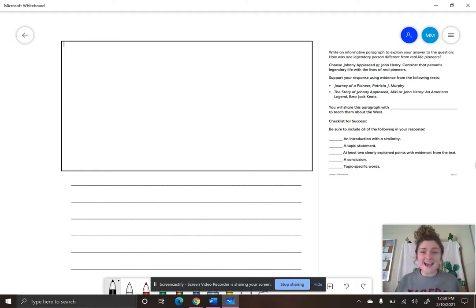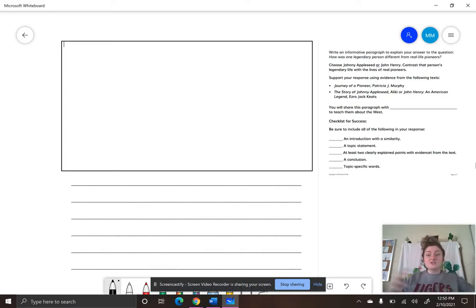You are going to need that evidence organizer that you made yesterday. Why? Because your evidence organizer should already have your introduction and it should already have your topic statement. So you are going to write your introduction and your topic statement on your piece of paper.